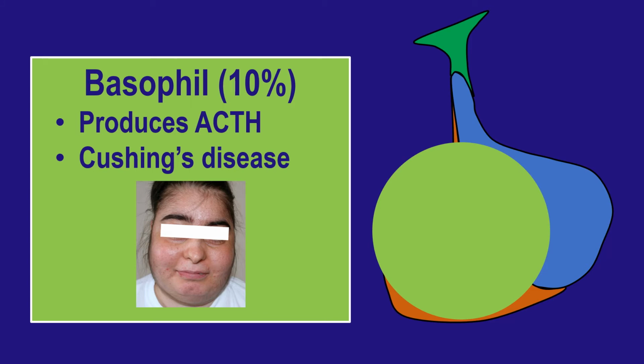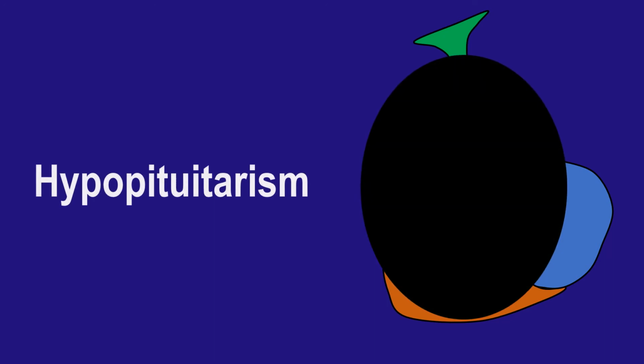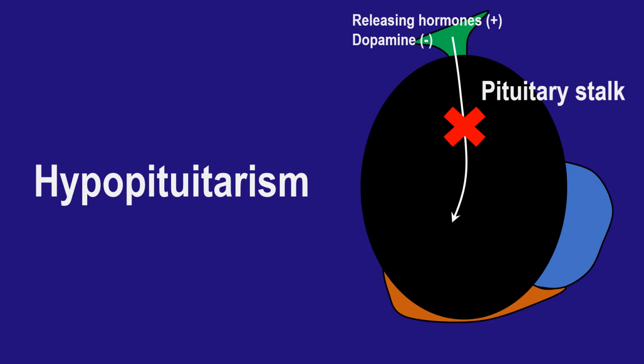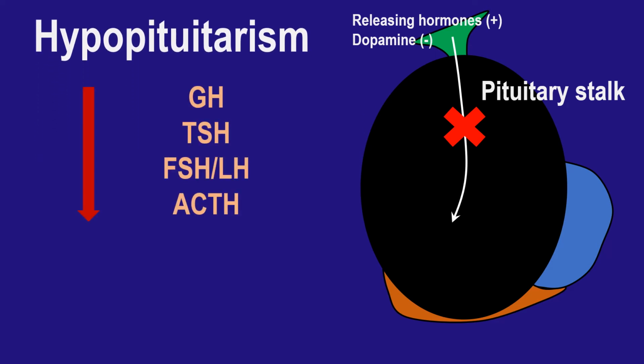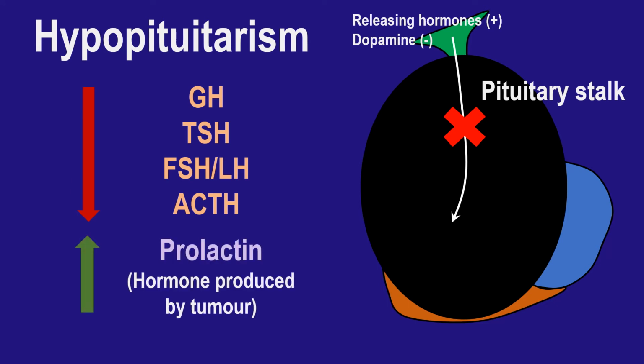These tumours can also cause globally reduced function of the rest of the pituitary gland, which is known as hypopituitarism. This occurs by the tumour compressing the pituitary stalk, stopping the travel of releasing hormones and dopamine from the hypothalamus down into the pituitary gland. Therefore, in hypopituitarism, all of the pituitary hormones will reduce, apart from prolactin, which will increase because it's under inhibitory control from dopamine, as well as whichever hormones being produced by the tumour.